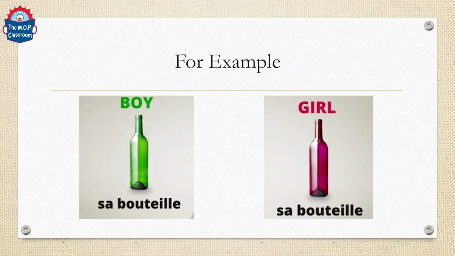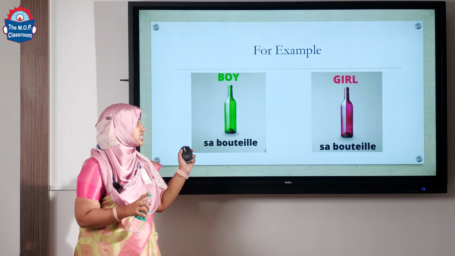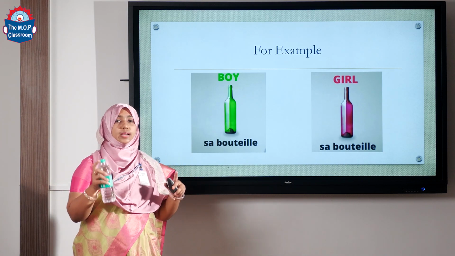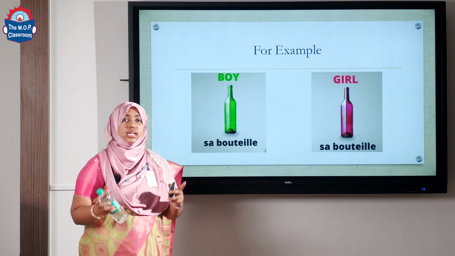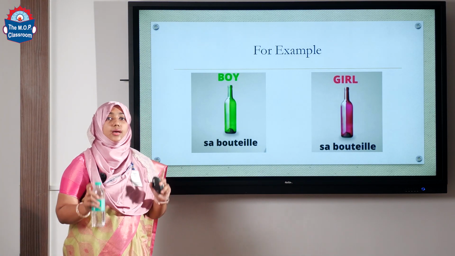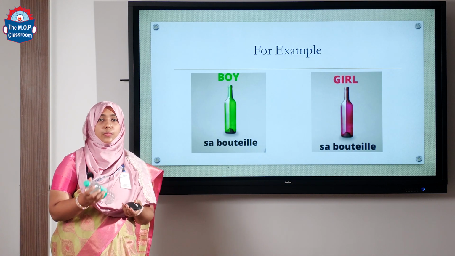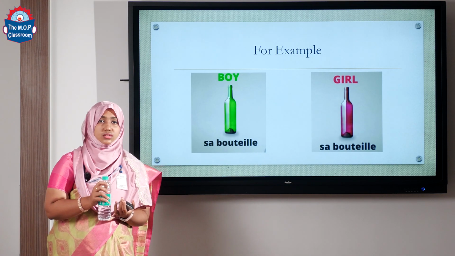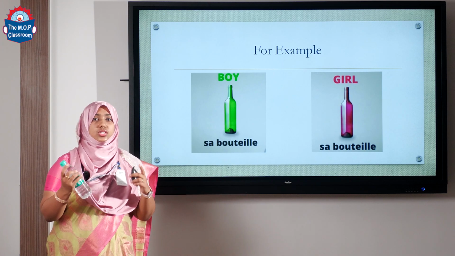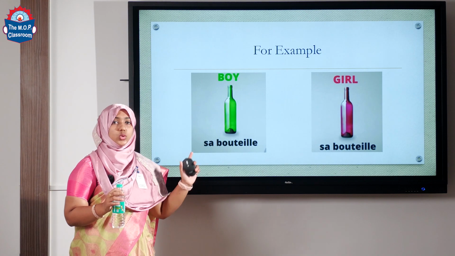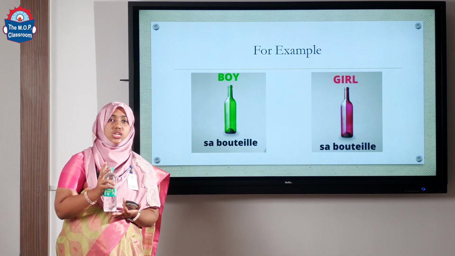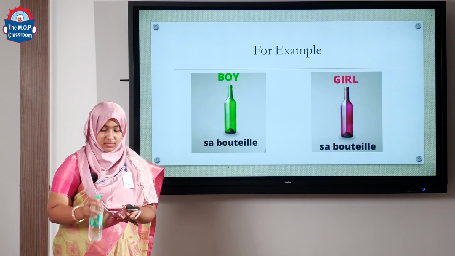So, just like how we saw in English, his bottle, her bottle, we had a difference, but in French you can observe we have sa bouteille. Even if the bottle belongs to a boy, it is sa bouteille. If this bottle belongs to a girl, it is still sa bouteille. Why? Because the gender of the bottle is feminine and it is singular. So, for both the person who owns it, male or female, we still say sa bouteille in both cases because the gender of the bottle is feminine and it is singular.